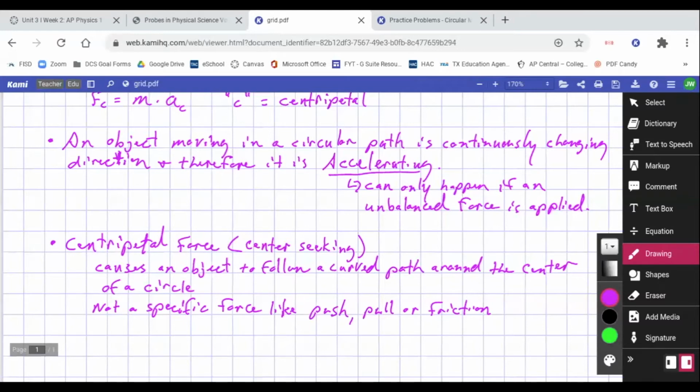That was pretty well stated, so let me write that one down. I'm going to say it represents the sum of all forces causing an object to move in a circle.